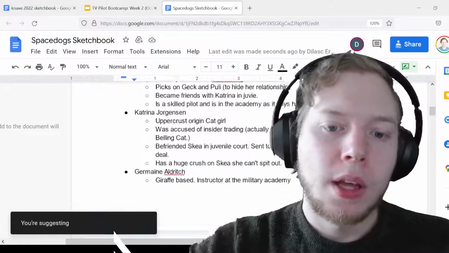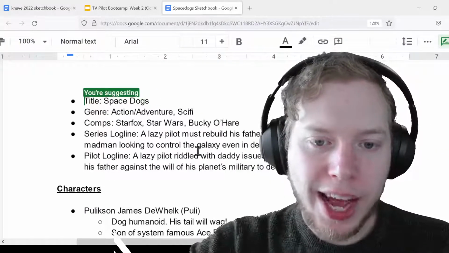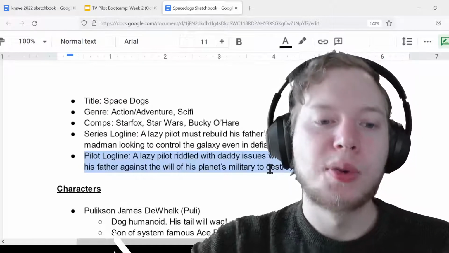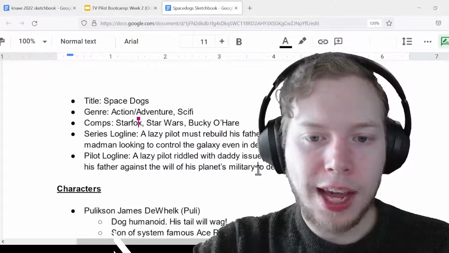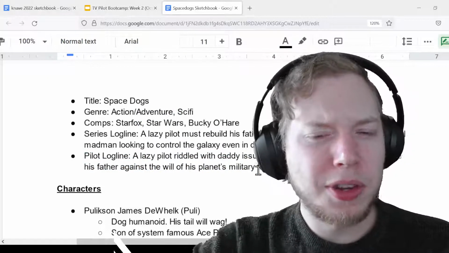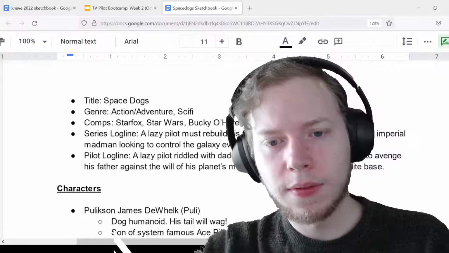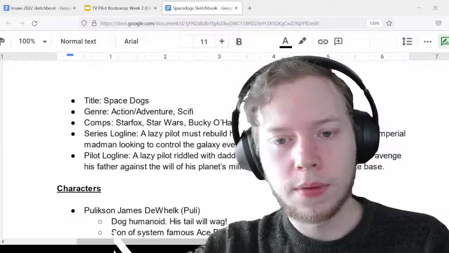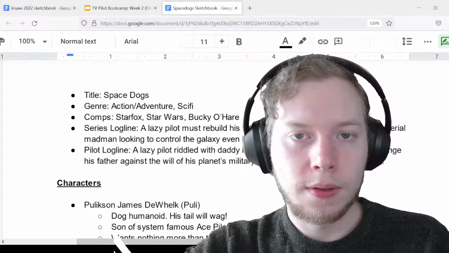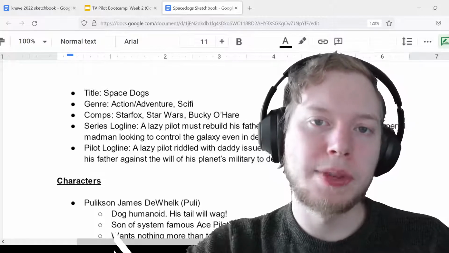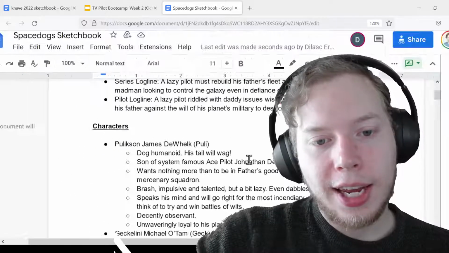Yeah. Okay. So, this is Space Dogs, sci-fi action adventure. A lazy pilot riddled with daddy issues wishes to build a star fleet to avenge his father against the will of his planet's military to destroy an enemy satellite base. Okay. You mean the military doesn't want him to just destroy the base, or they don't want him to build the fleet? They don't want him to do it at all, go rogue hero, like vigilante. I see. So they don't want him to break off from the main navy. Okay, I think I get it.